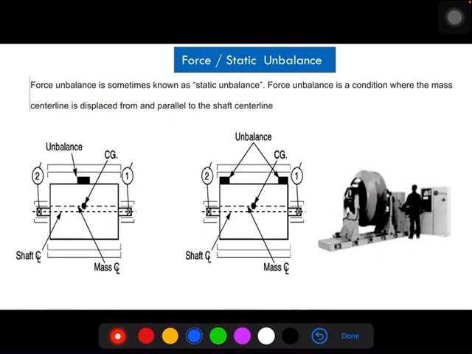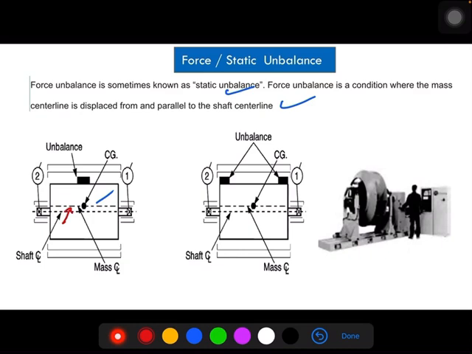What is force or static unbalance? Force unbalance, generally known as static unbalance, happens when the mass center line is displaced and is parallel to the shaft center line. This is the mass center line, displaced and parallel to the shaft center line. There is an offset between these two and they are parallel to each other.